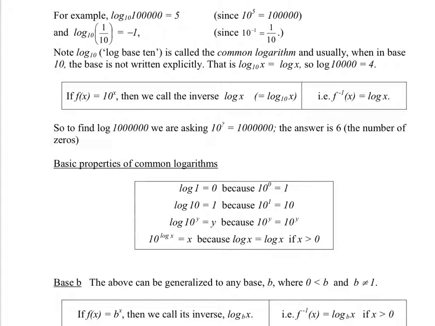So if we extend that to these kinds of values here, if we try to think, well, 10 to the power of what gives me 1? Well, 10 to the power of 0 gives me 1. If you think to yourself, 10 to the power of what gives me 10? 10 to the power of 1 gives me 10. In this example, 10 to the power of what gives me 10 to the power of y? Well, 10 to the power of y gives me 10 to the power of y. And if you have 10 to the power of log x, well, the 10 and the log base 10 act as inverses of each other, so you end up with x in a case like that.